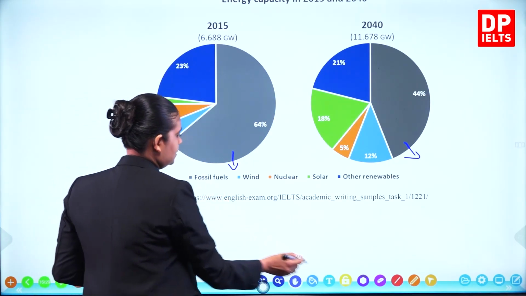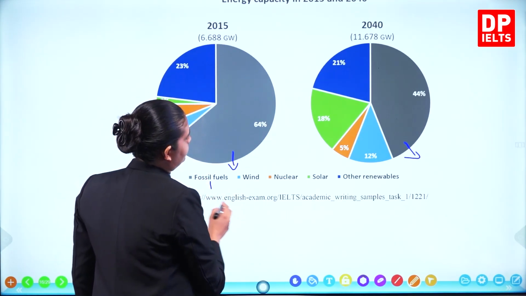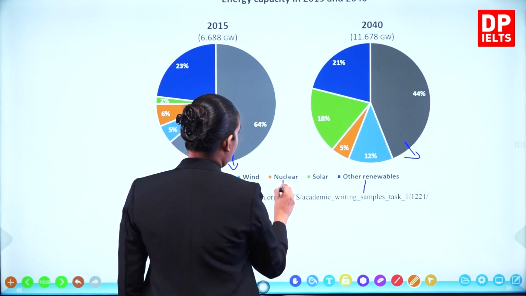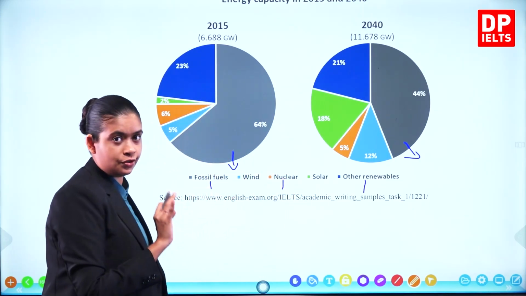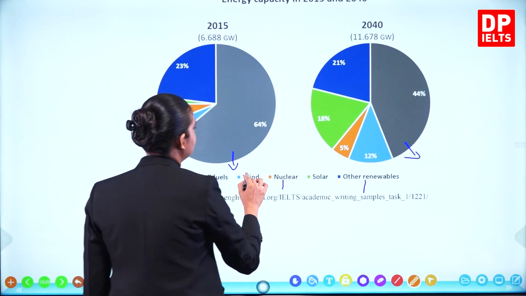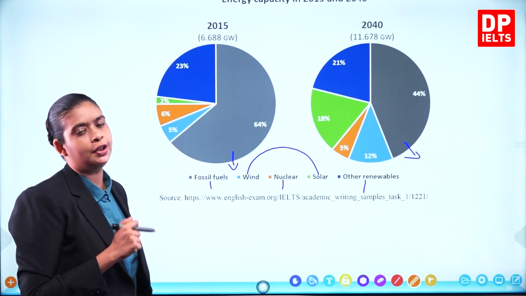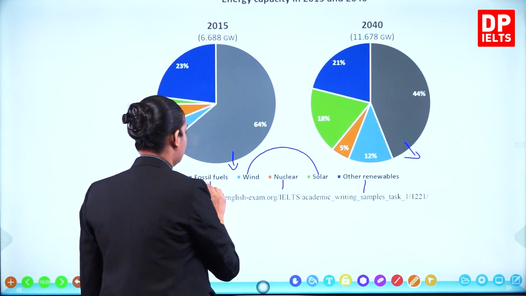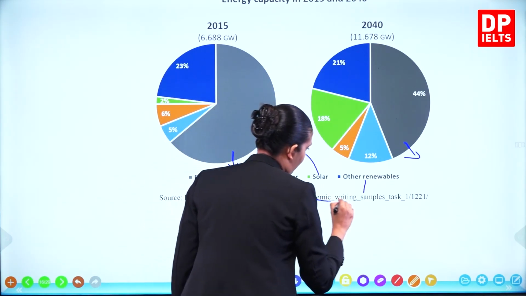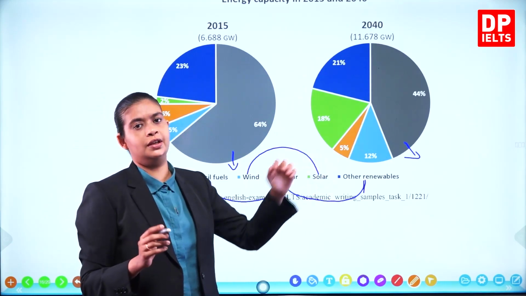Fossil fuels and other renewables and nuclear actually reduce. So you would talk about those three in one para, whereas wind and solar increase. So you would talk about those in one para. Okay, so let me re-emphasize on that. Fossil fuels, nuclear and other renewables in one, wind and solar in one.